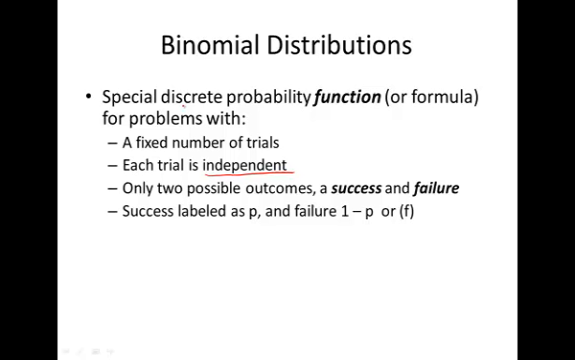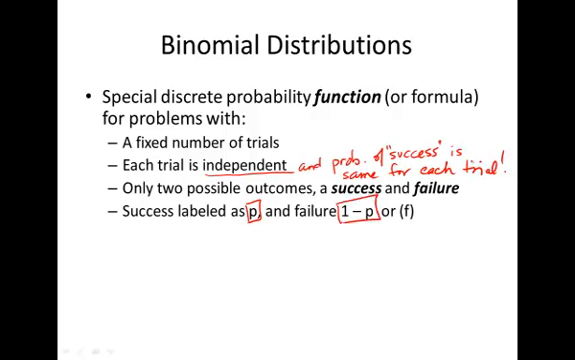Also, each trial is independent and the probability of success, which I put in quotation marks because it doesn't necessarily mean a good thing, is the same for each trial. So not only are the trials independent, but the probability of success has to be exactly the same each time. We denote p as the probability of success and 1 minus p as the probability of failure. q is the alternative for 1 minus p. We don't use f, we use q.